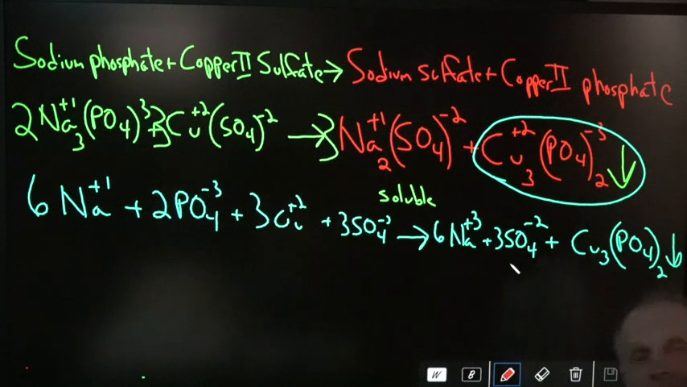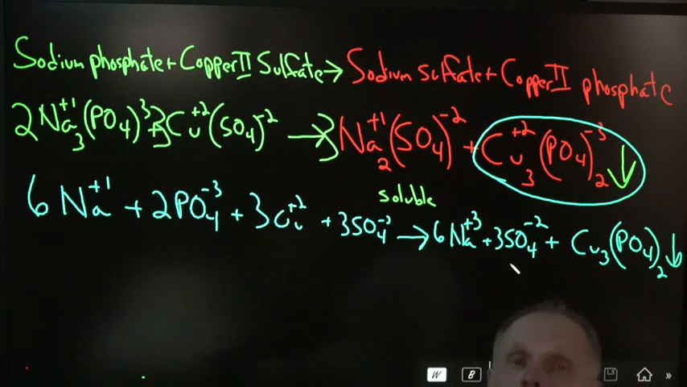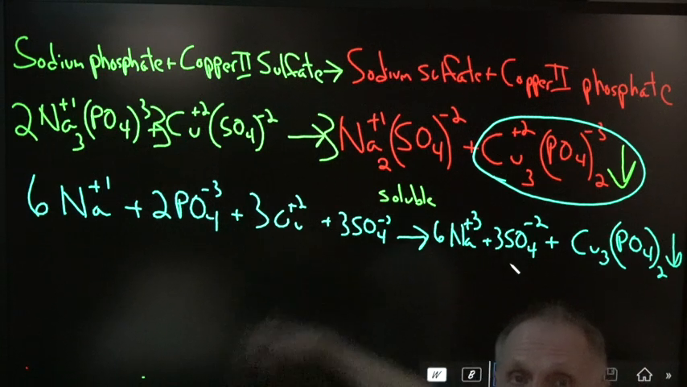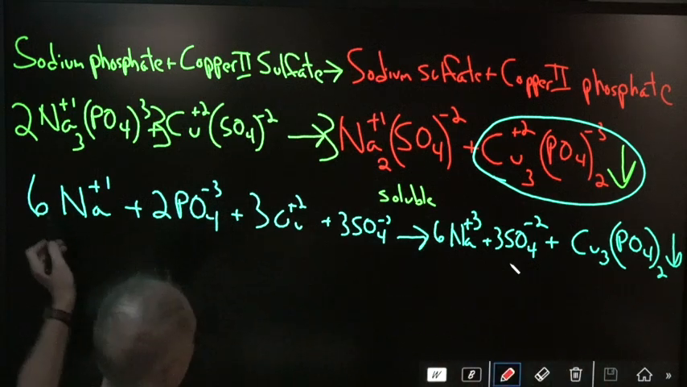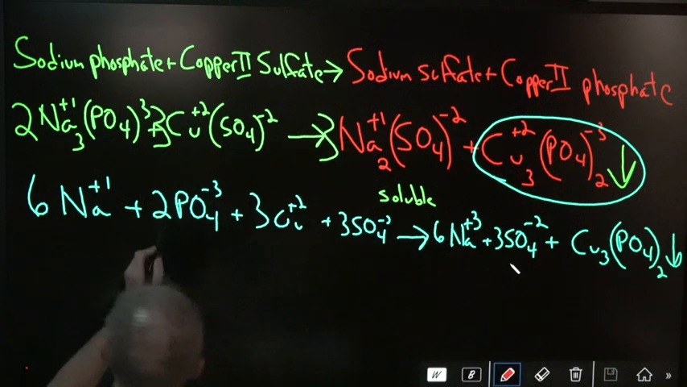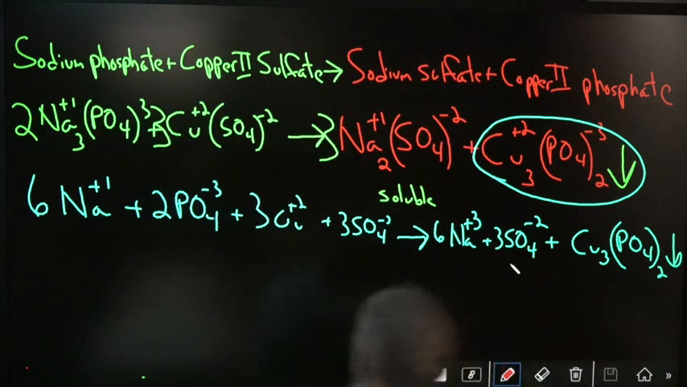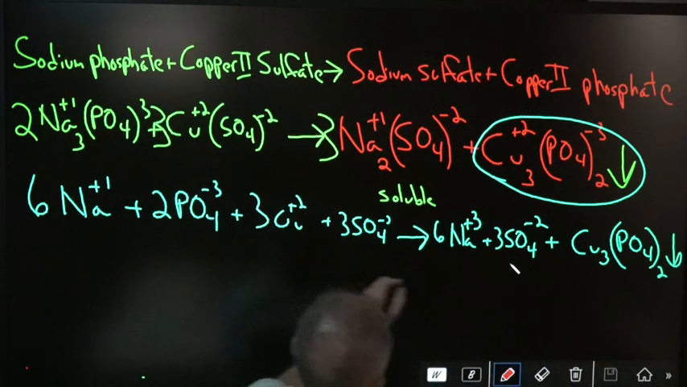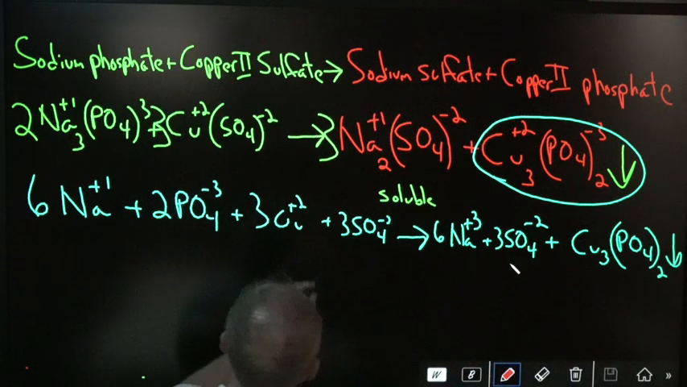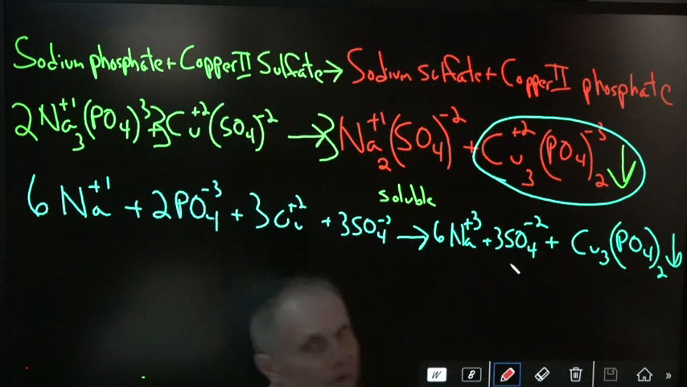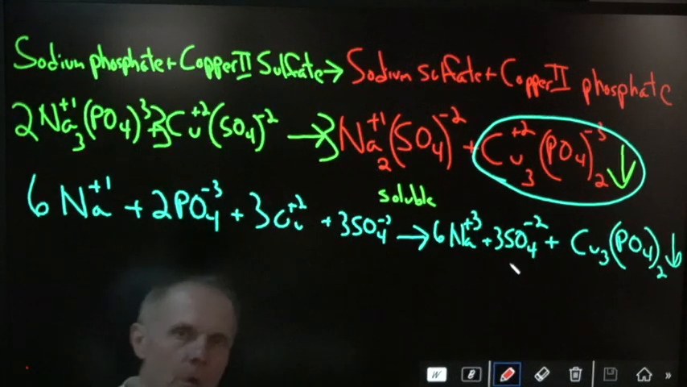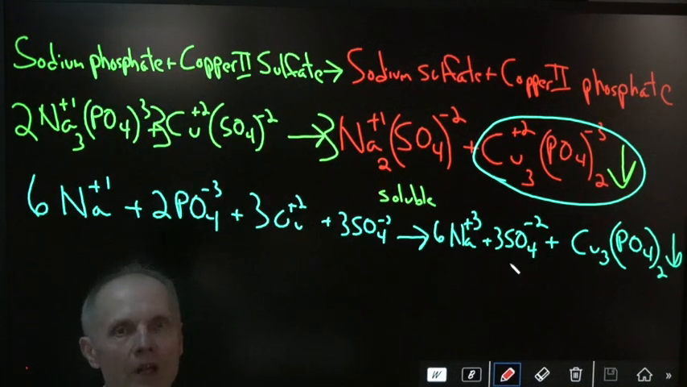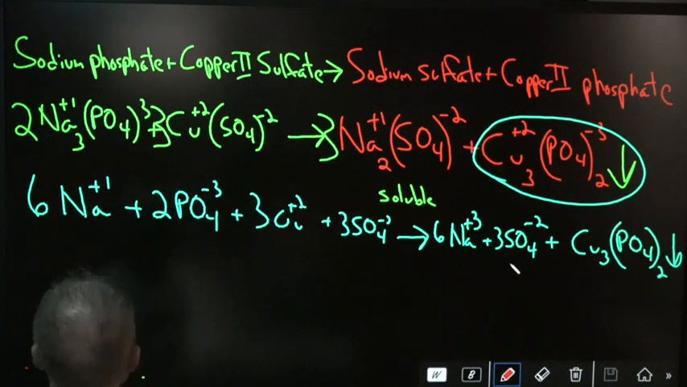Now let's check and see if we did it right, because we should have the same amount of ions and substances on the same side. 6 sodiums, 6 sodiums. 2 phosphates, 2 phosphates. 3 coppers, 3 coppers. 3 sulfates, 3 sulfates. Perfect. So now what we have to do is cross off the ones that look identical.